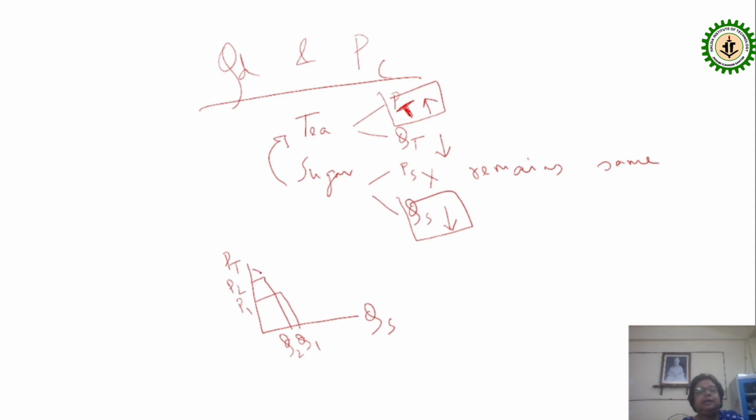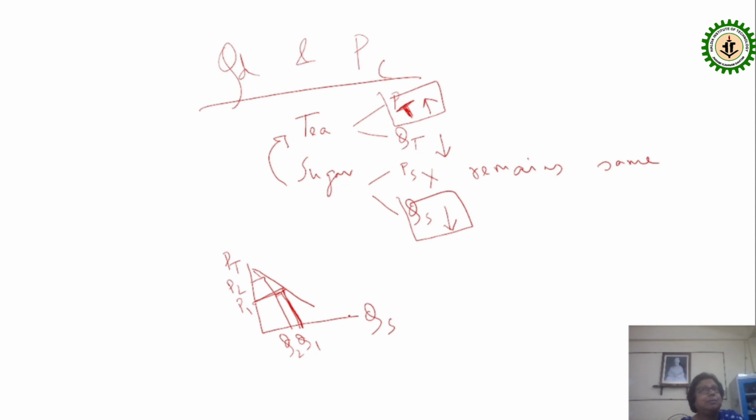So we are getting a negative relation, inverse relation. Is this a demand curve? No. Why is it not a demand curve? Because we are actually measuring different commodities: price of tea and quantity of sugar.